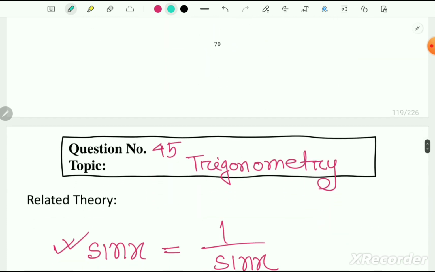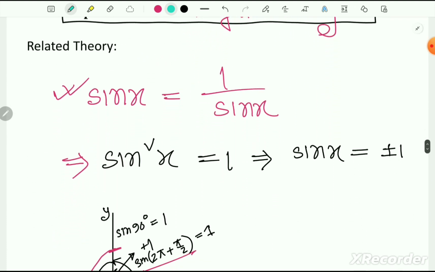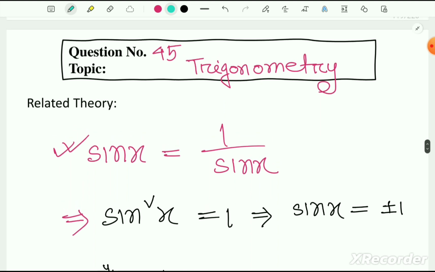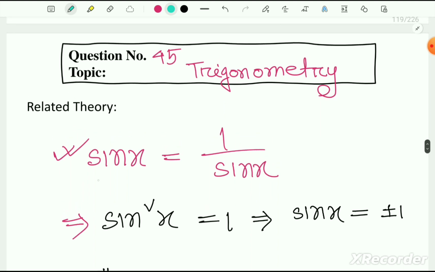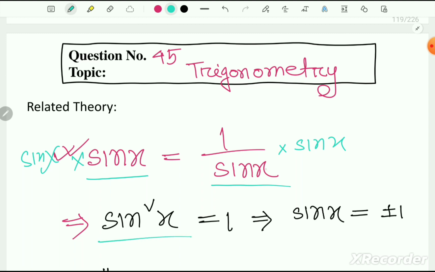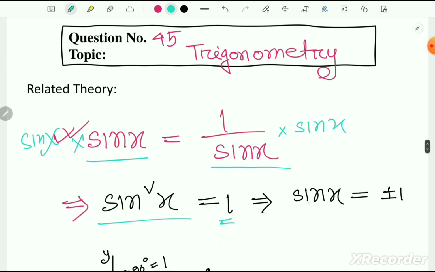So let's move on to our solution. So sin x equal to 1 by sin x. This is the equation given, and simply we can multiply sin x on the right hand side, and on the left hand side also we multiply sin x. Then it becomes sin square x, and on this side we cancel out sin x, it remains 1. So here we can write sin x equal to plus minus 1.